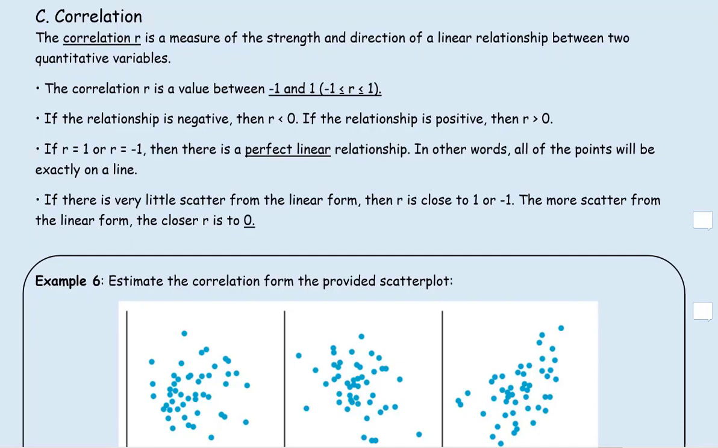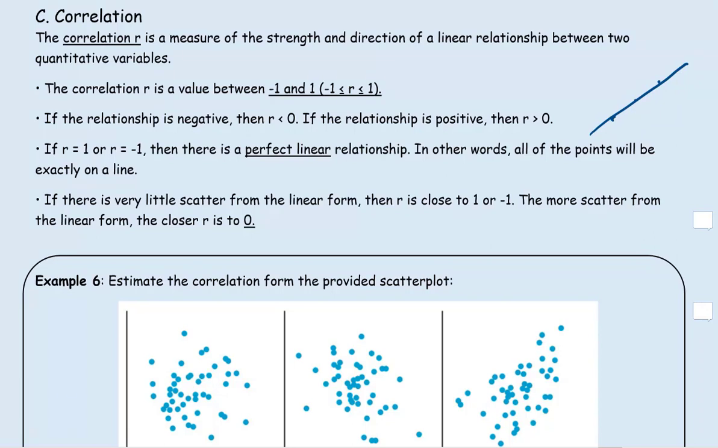If the relationship is negative, then R is less than 0. And if the relationship is positive, then R is greater than 0. If R is equal to 1 or -1, then there's said to be a perfect linear relationship. In other words, all of the points will be exactly on a line, like this. Okay, if I could draw a straight line.